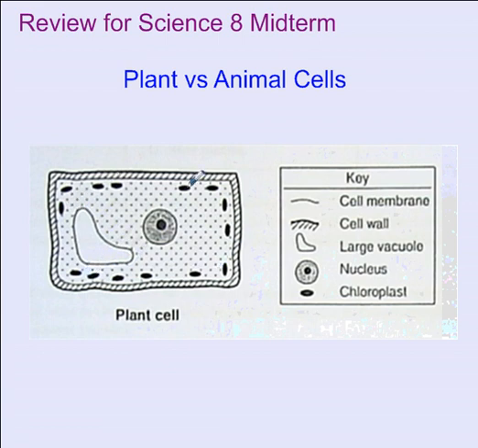Now, things that would be the same between a plant and animal cell, well, there's a cell membrane, and that would be the outside layer of an animal cell. There's cytoplasm. There's a nucleus here in the middle. A lot of the other organelles, which we don't see here, would be the same as well. Ribosomes, endoplasmic reticulum, mitochondria, you'd find in both kinds of cells.